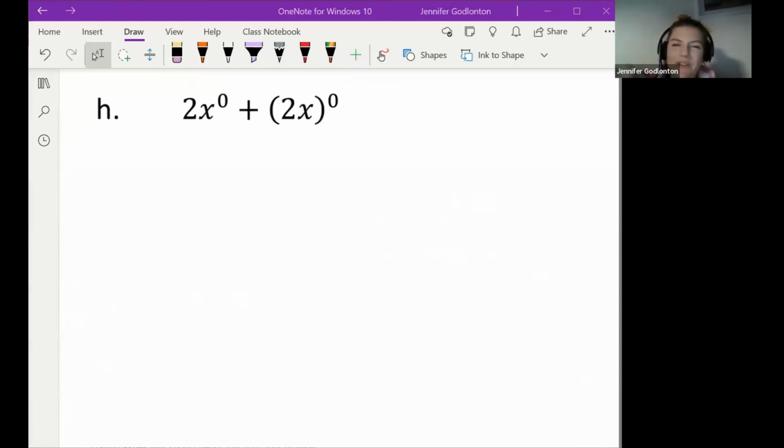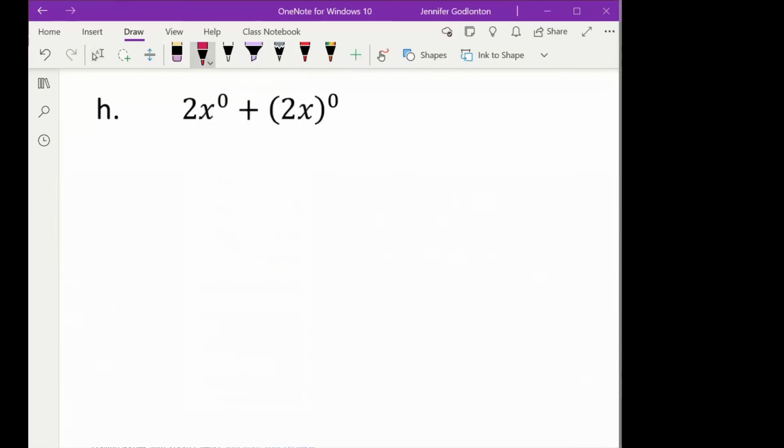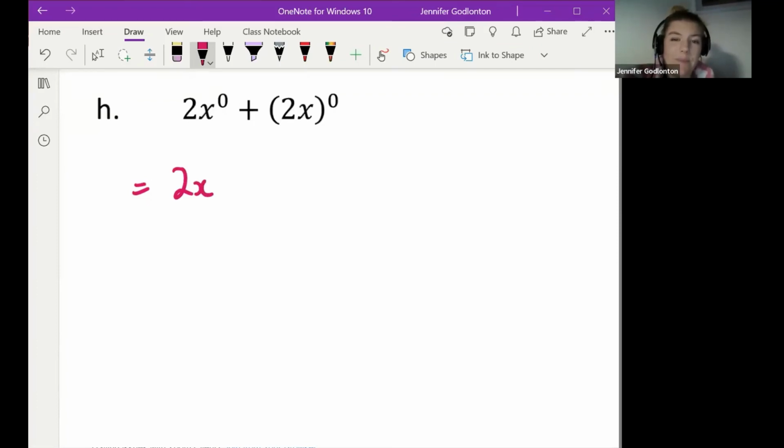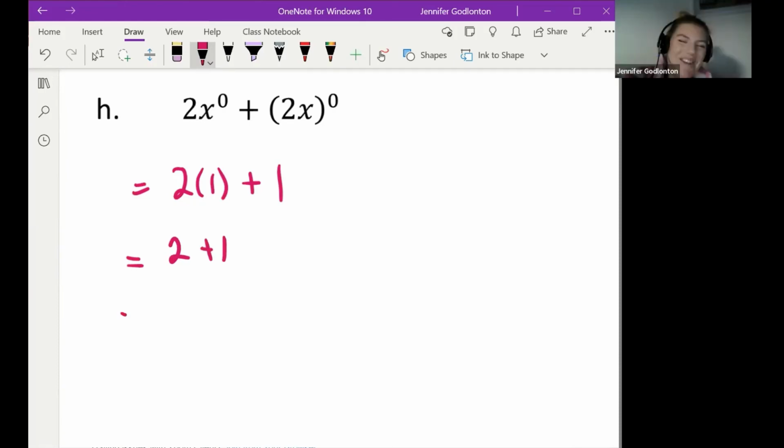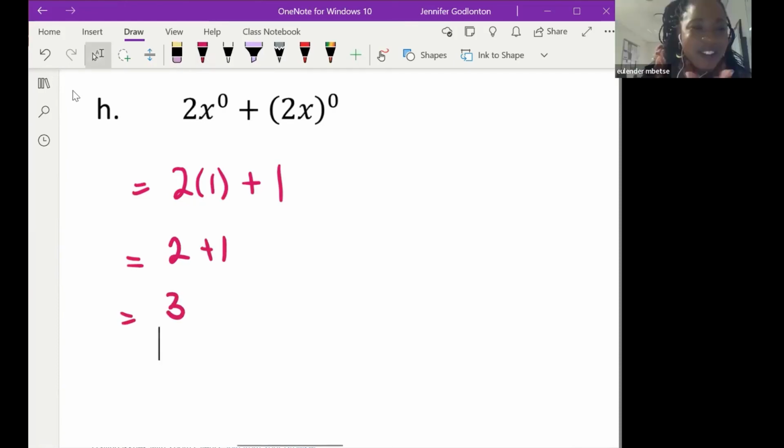Okay, let's see. Moabi, did you fall for my trap? What did you say your answer was for this one? No, ma'am, I didn't fall for your trap. So what I did is, it's 2x to the power of 0 plus 2x to the power of 0. So I said 2x in brackets 1 plus 2 in brackets 1. So 2 times 1 is 2, and 2 plus 1 is 3. You did not fall for my trap. Well done. Nice job, Moabi.